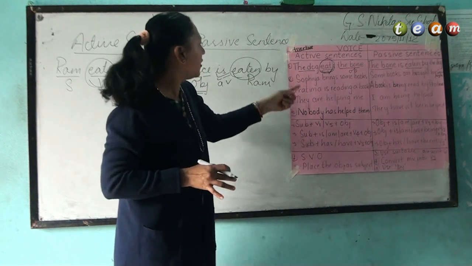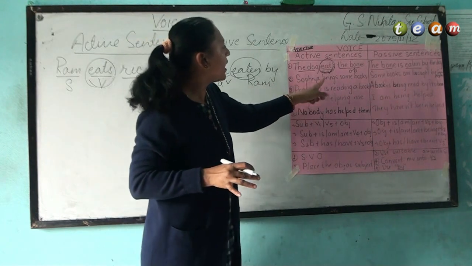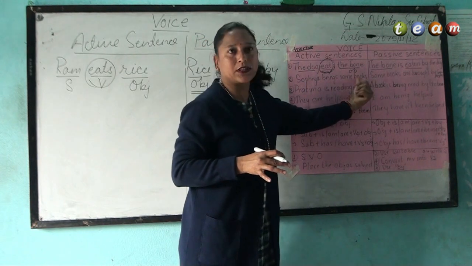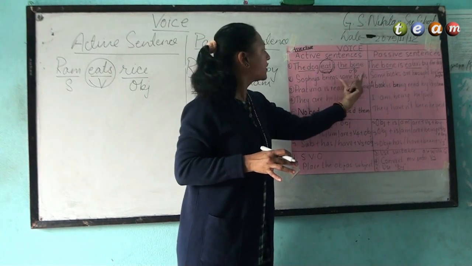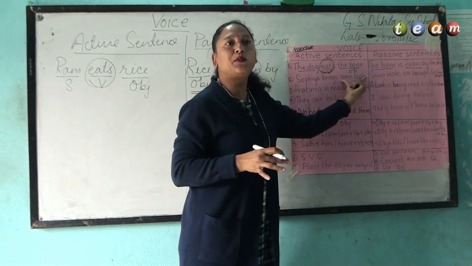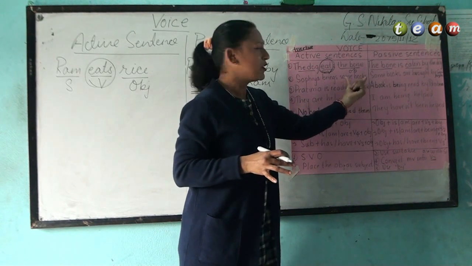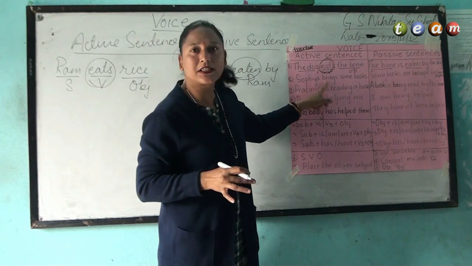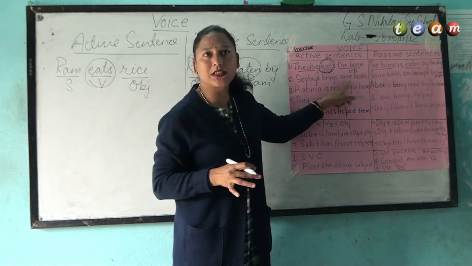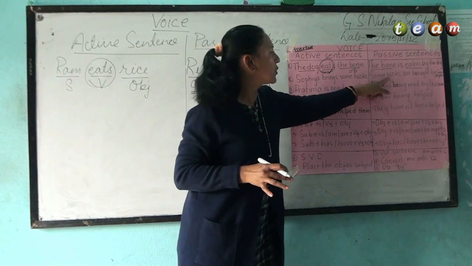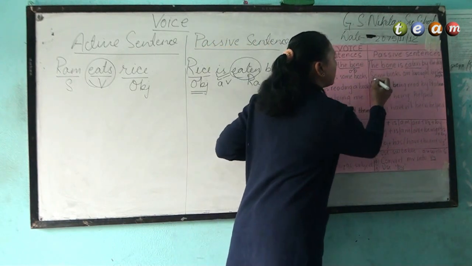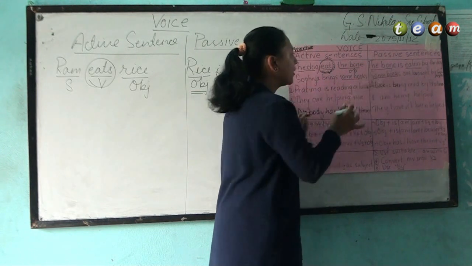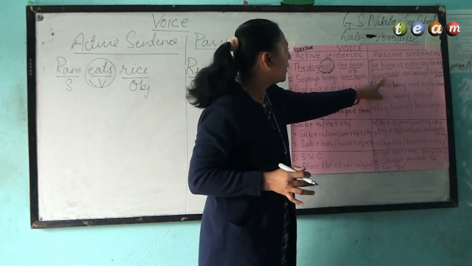In this way, you see all the other sentences also. Sophia brings some books. In this sentence, some books, the object, is in plural form. Isn't it so? Sophia is the subject, brings is the verb, some books is the object. You replace these some books here in the passive sentence, so we are going to write some books here.